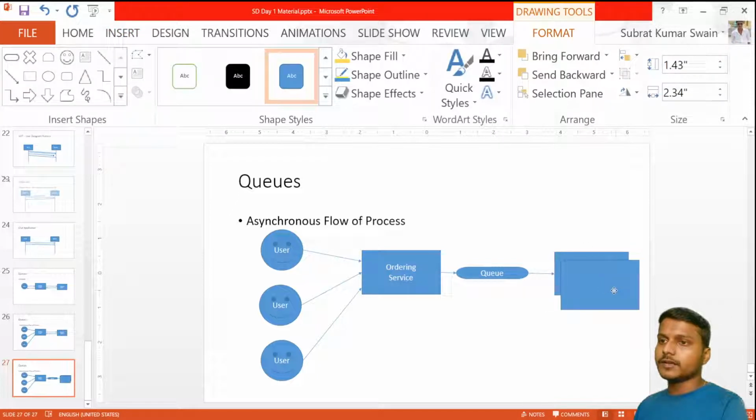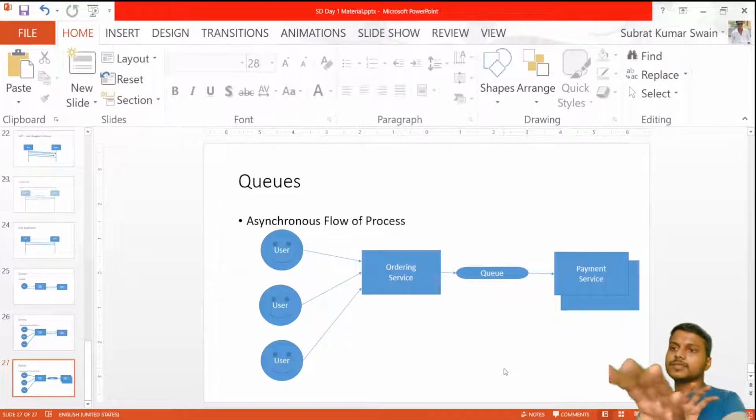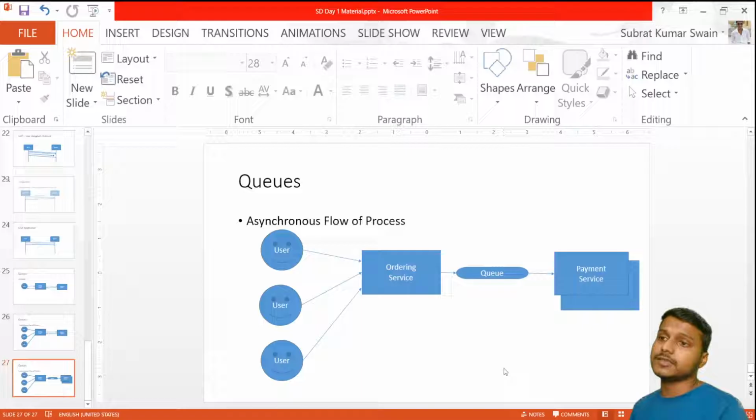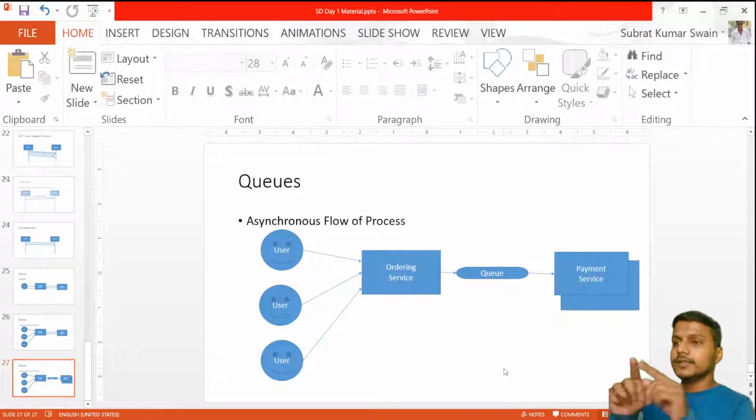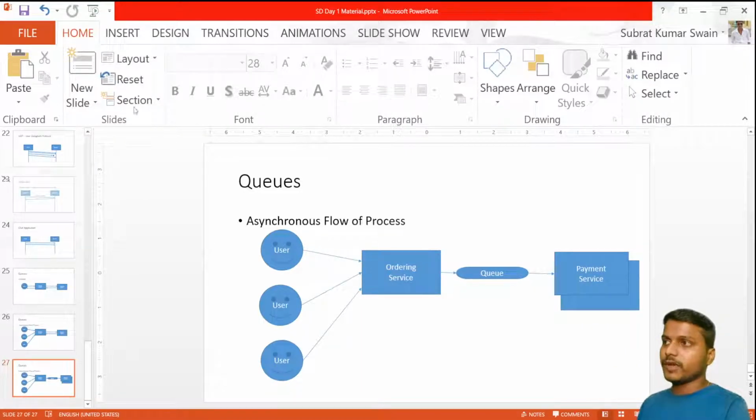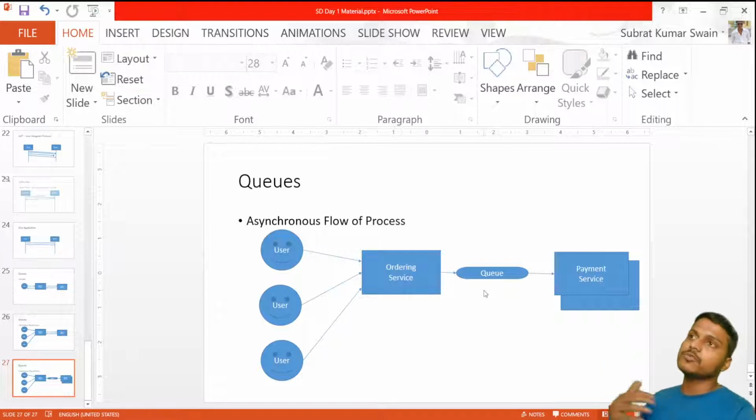I'll just send this to the back. So these are a bunch of instances of payment service running. The queue will act as a buffer, guys. So even if 40 users come, even if 50 or 100 orders come, the ordering service will not wait for payment service confirmation. It will just push the request to the queue and then start taking up new orders again.